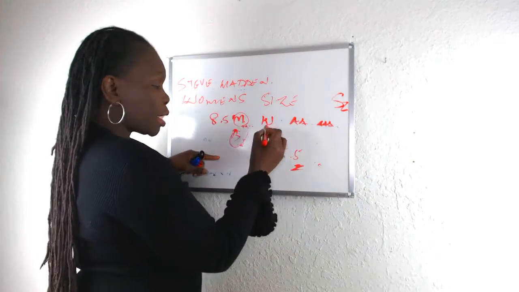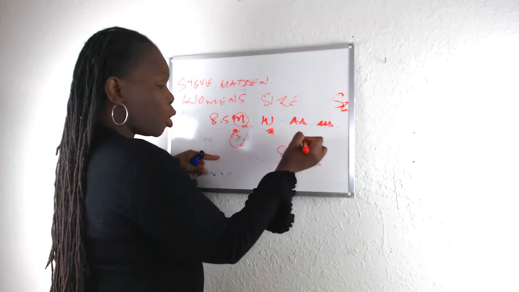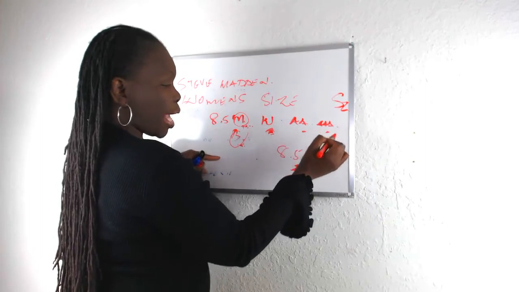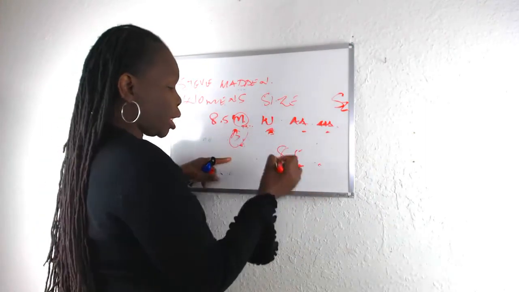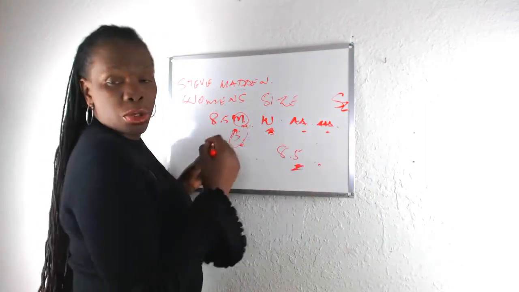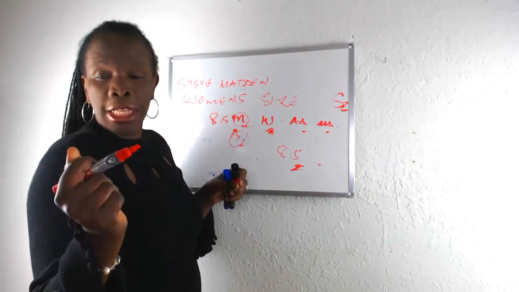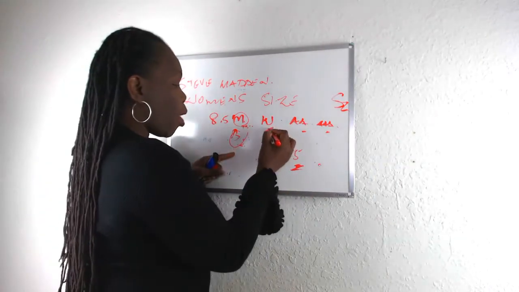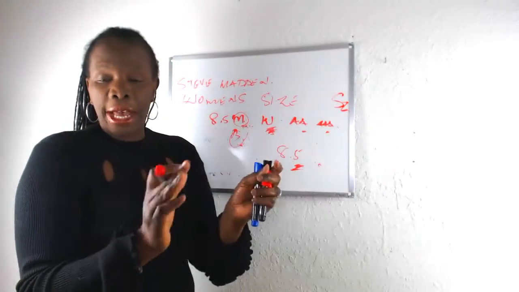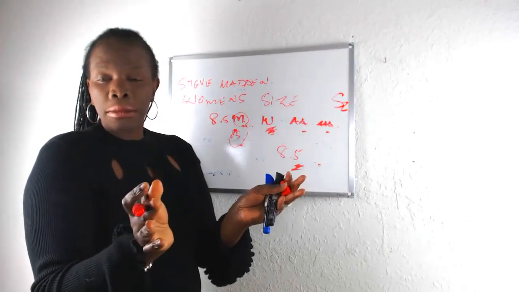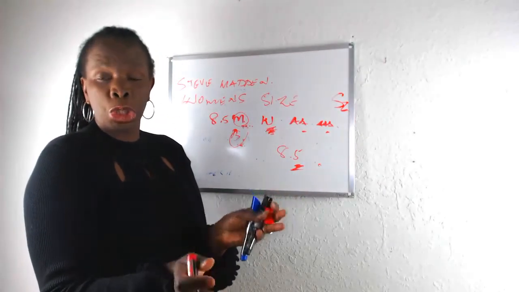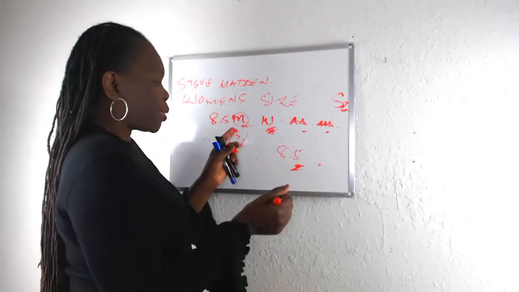So if it has a W or an AA or a triple A, make sure that you put it next to the size, because that's going to make the buyer know that this is a wide, a bigger, a wider 8.5 shoe or boot. We're talking about boots, by the way.